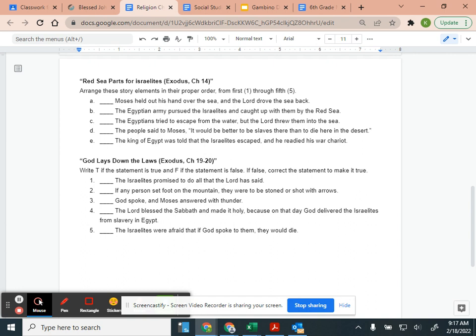But Moses answered the people, do not fear. Stand your ground and see the victory the Lord will win for you today. For these Egyptians whom you see today, you will never see again. The Lord will fight for you, and you only have to keep still. You don't have to do anything. God's going to fight for you. Then the Lord said to Moses, why are you crying out to me? Tell the Israelites to set out.